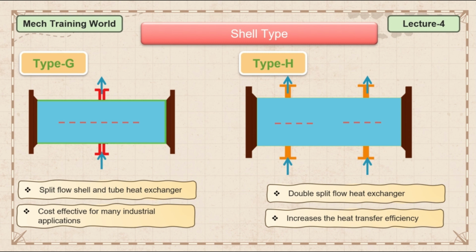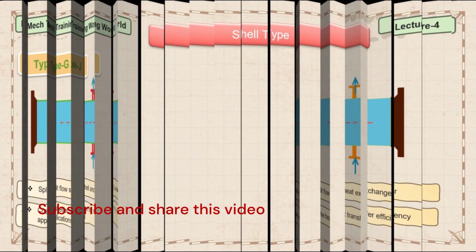And there are some disadvantages as well. You can see here the internal design is more complex. So that's why the cost of this equipment is also higher, and maintenance is also trickier in this type of design, guys. And next one, type J.